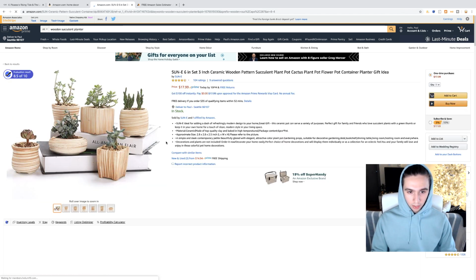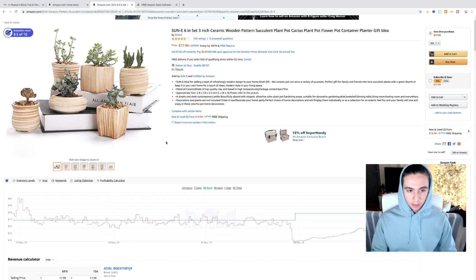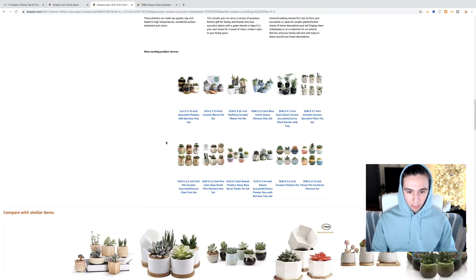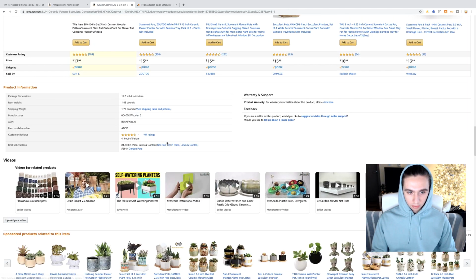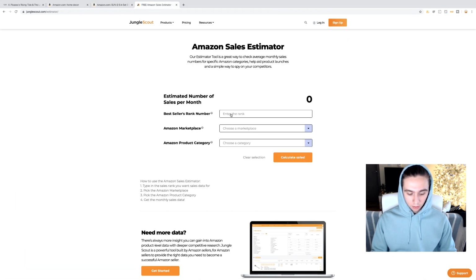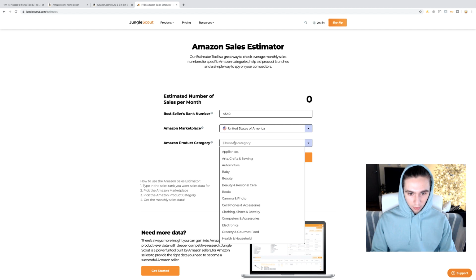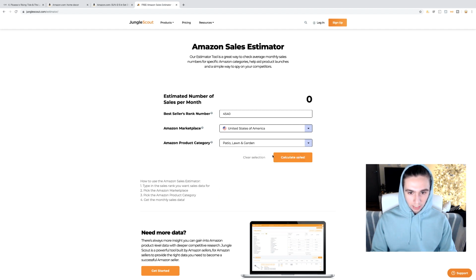And now you would actually want to do this for all the listings you're trying to analyze. And you'd want to find their BSR. So you could come down here, past their pages, and right in here, you can see they are 4,500 in patio, lawn, and garden. So that's what we need to know. We need to know 45, and they're actually like 45.40. It's the United States, and then the product category was patio, lawn, and garden.